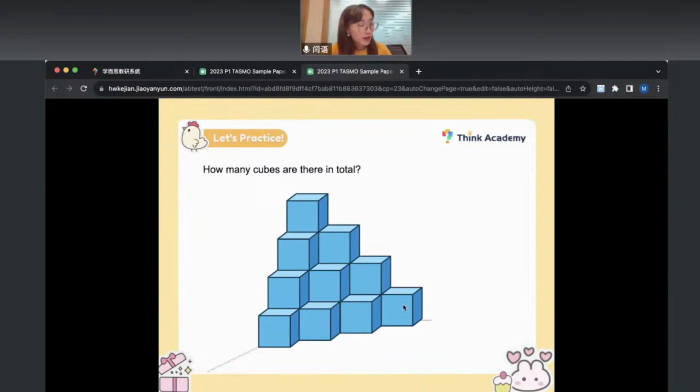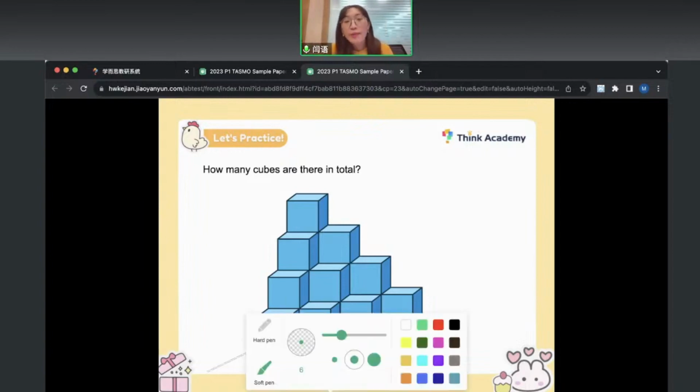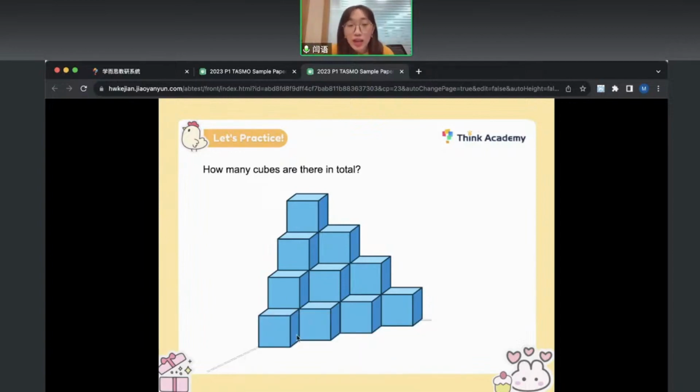I see. Okay, good job, everyone. So again, you see that the answer should be 20. Again, how can we count it? You can count it column by column, or you can count it layer by layer. Do remember that if you want to count it column by column, you just write it down.